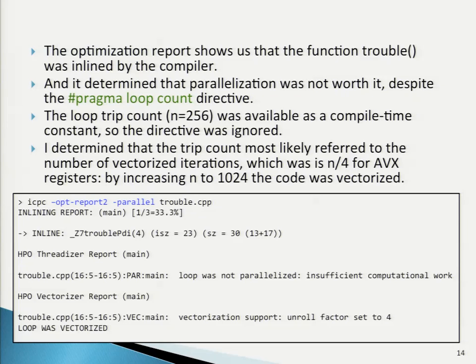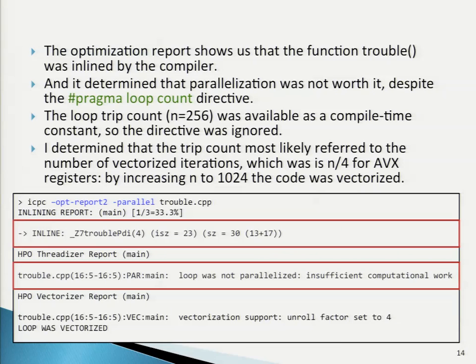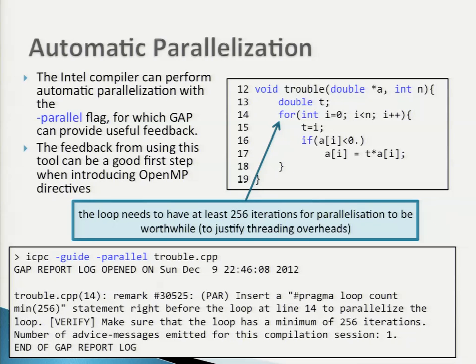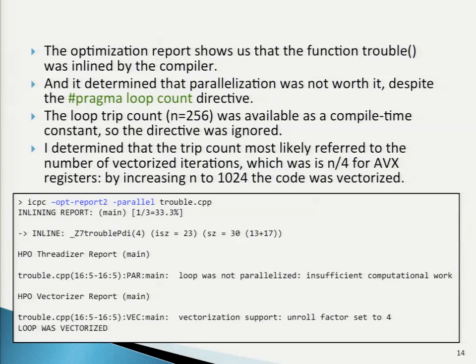So I got the optimization report, and this is just a little bit that I cut out of it. It tells me that we're in the main function of the program. In every C or C++ program, we have a main function. And from the main function, I called this function trouble. So you see the function was called trouble, which is a good name.